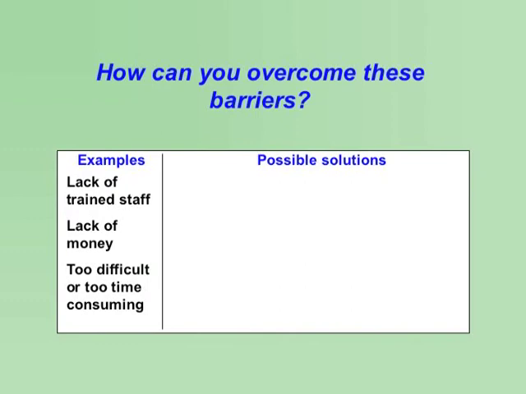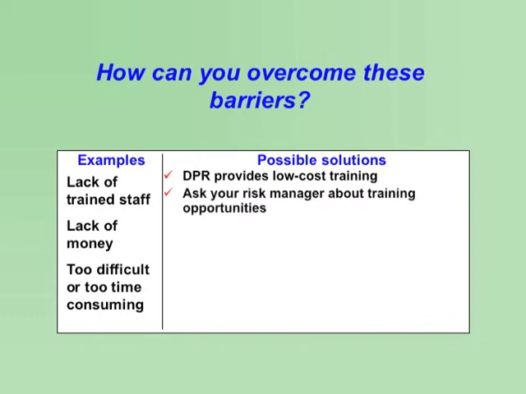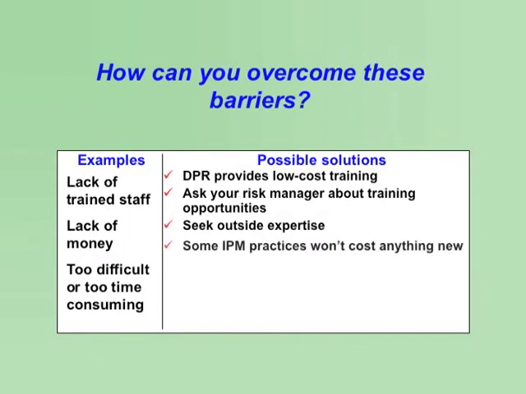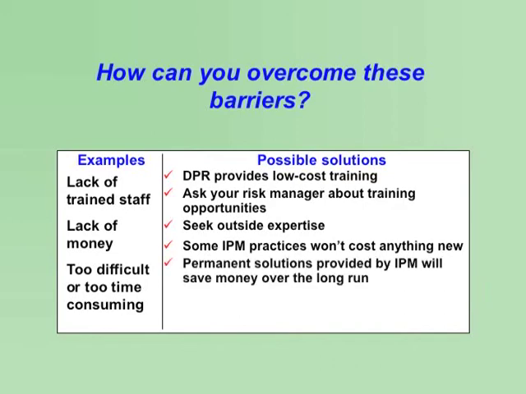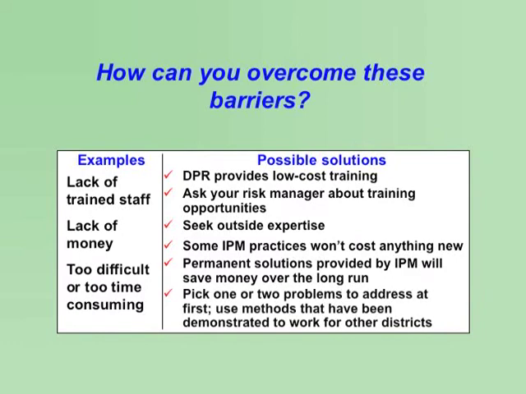Here are possible solutions to overcoming barriers in your district. DPR provides low-cost training. Ask your risk manager about training opportunities. Seek outside expertise. Some IPM practices won't cost anything new. Permanent solutions provided by IPM will save money over the long run. Pick one or two problems to address at first, and use methods that have been demonstrated to work for other districts or in other situations.